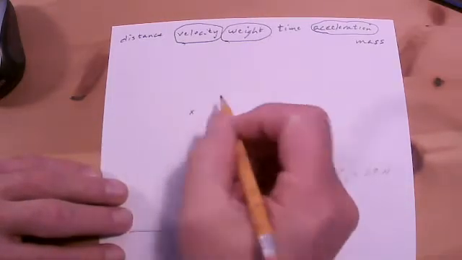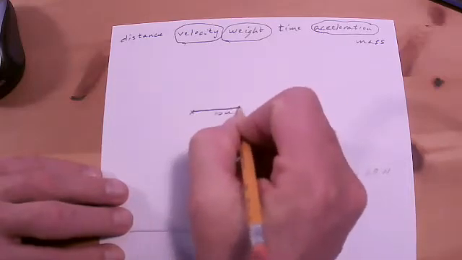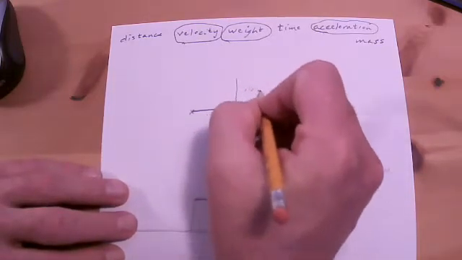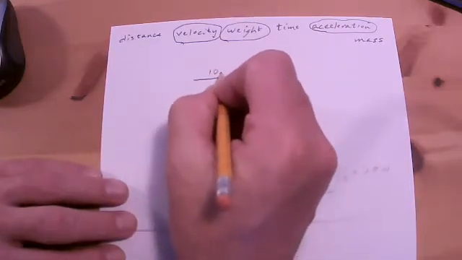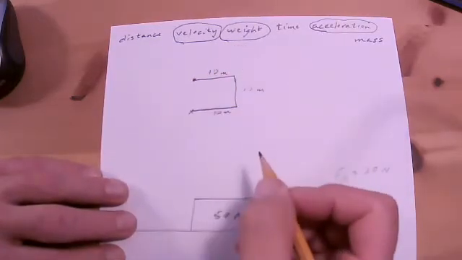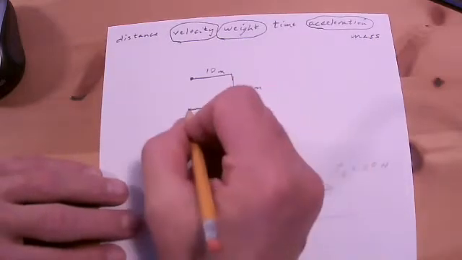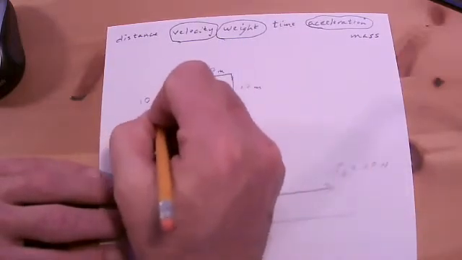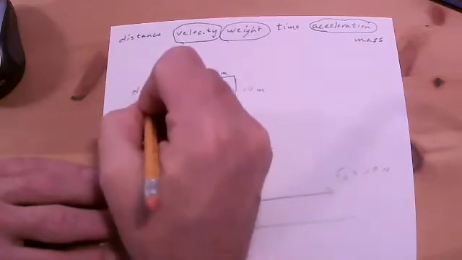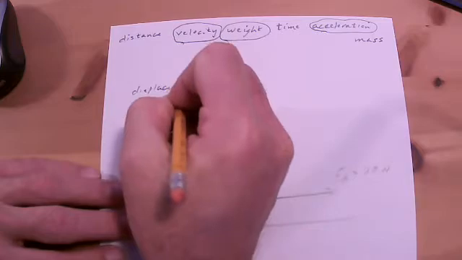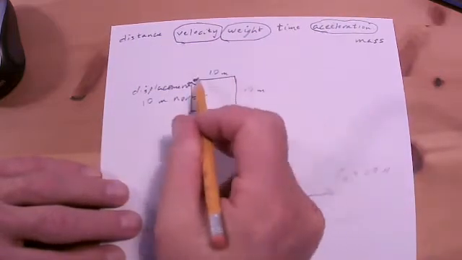So let's start out here, and let's say I go 10 meters this way. Then I go 10 meters east, 10 meters north, and then 10 meters back to the west, and I end up here. Now the distance that I walked is 30 meters. My displacement is 10 meters north. So displacement is a vector quantity.